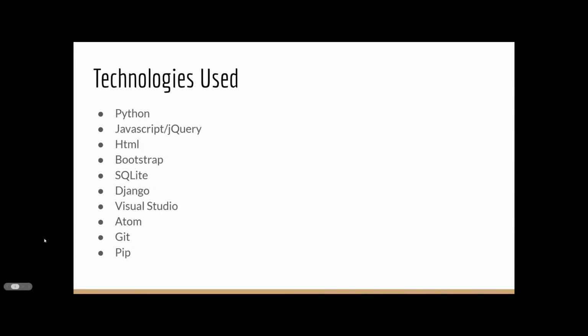So this is the list of technologies we used to develop the application. The base of it is Python, which is the backing of the code on the back end and how everything works. We also use JavaScript and HTML for our web development, as well as Bootstrap. And then we use SQLite, Django, and Visual Studio and Atom as some of the IDEs we use. And then we use Git and pip for publishing and version control.